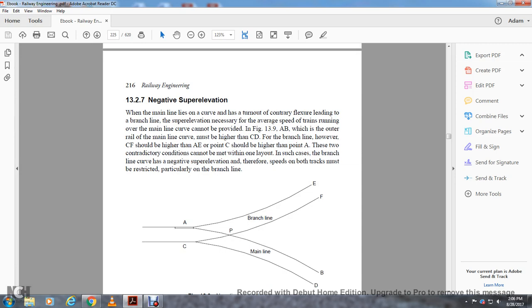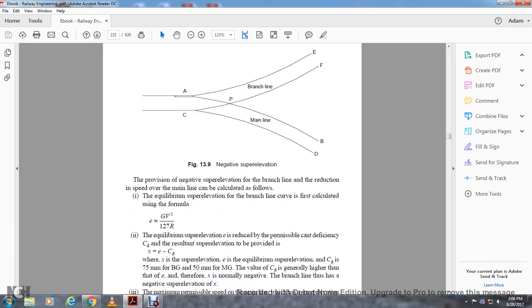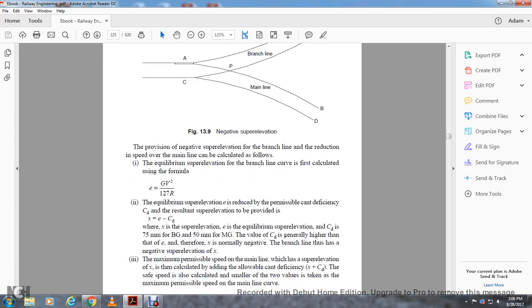Here we have AE for the branch line and CF for the branch line, and for the main line A, B, C and D. Negative superelevation: the positive and negative superelevation of the branch line reduces the speed over the main line, calculated as follows. The equilibrium superelevation for the branch line curve is first calculated with the formula E equals GV squared divided by 127R.